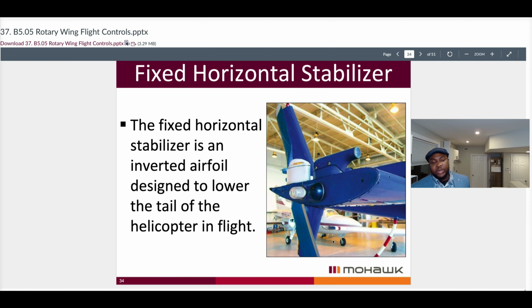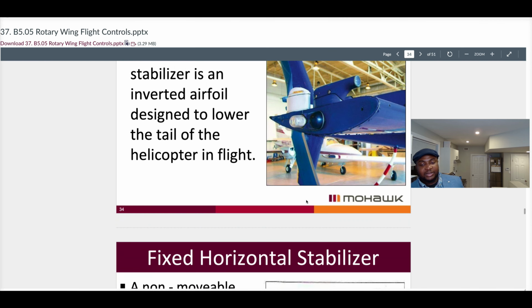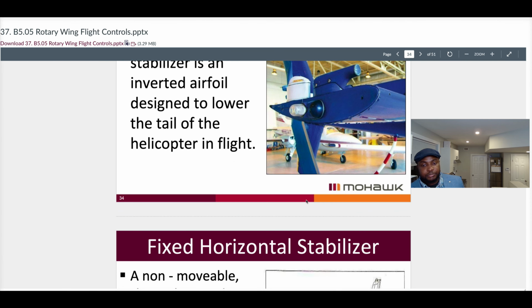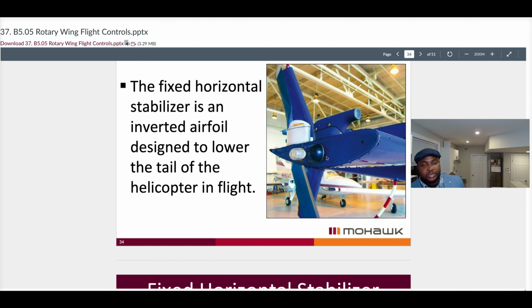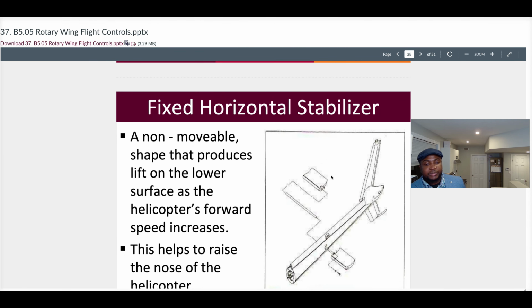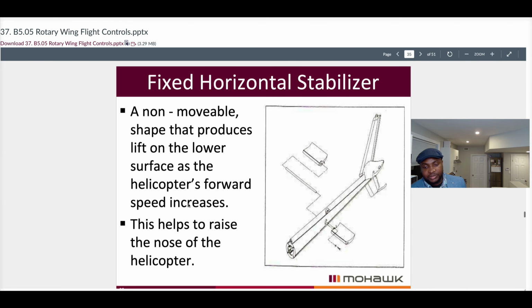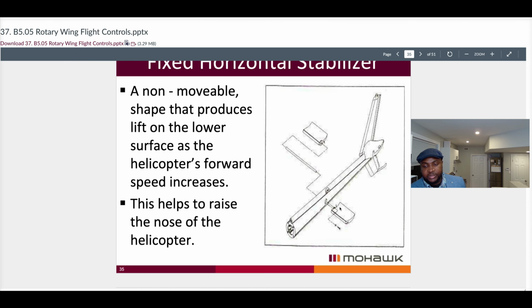So helicopters feature a fixed horizontal stabilizer that is inverted. This is what we mean by inverted. The airfoil is upside down, and this helps to lower the tail of the helicopter in forward flight. During a hover, you do not need to lower the tail. The need to lower the tail only becomes realized when the helicopter tilts its nose down and the tail goes up. A non-movable shape that produces lift on the lower surface of the helicopter with forward speed. Right, so this is the inverted horizontal stabilizer.